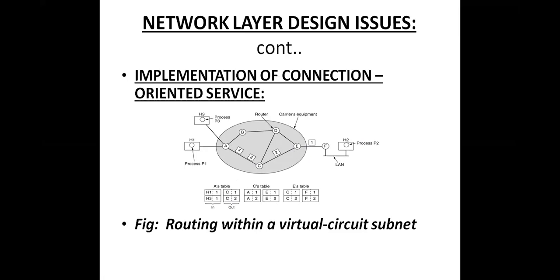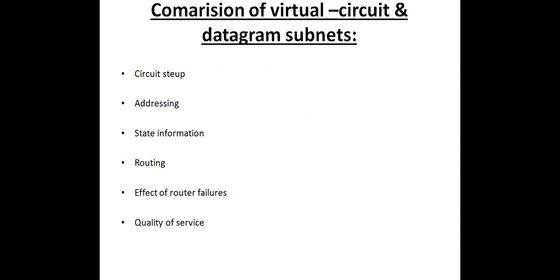Likewise, for example, if any of the processes in any of the hosts is willing to transfer information to any of the hosts in another LAN, we need to set up a connection. No need to maintain a routing table here. That is about the connection-oriented service.